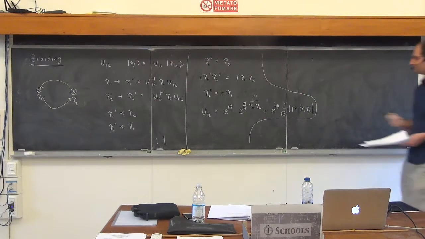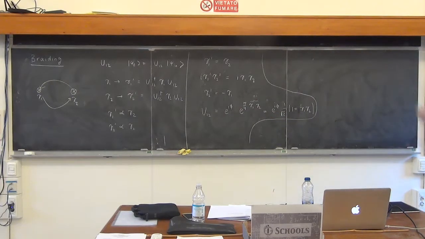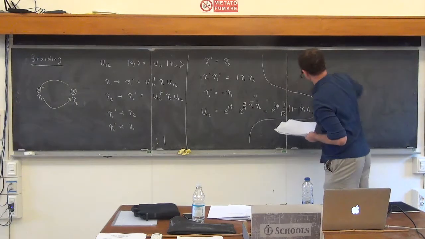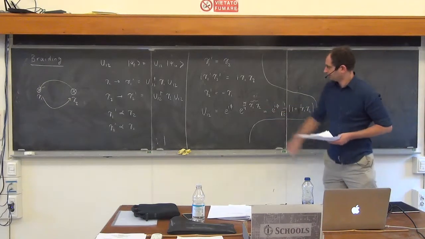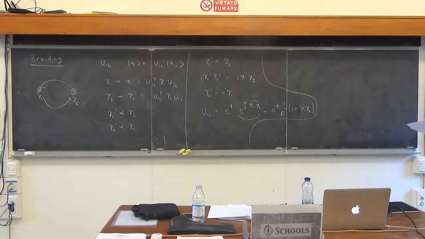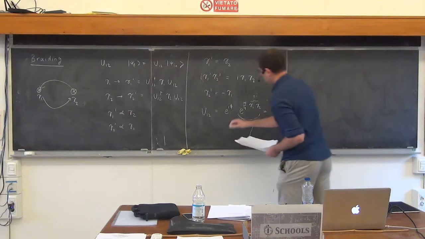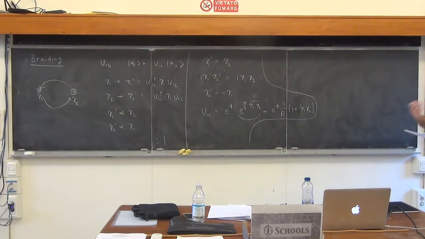But for some purposes it is important. If you do some interference, you might observe that phase as well. But for now I won't discuss it. I would focus on this part alone. So I'm really asking, what is this unitary operator U12 up to a phase?